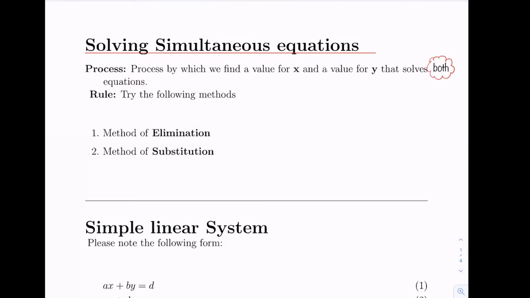All right, so here we're looking at two equations. When we solve simultaneous equations at this level, there are two basic methods that we always look out for, which are the method of elimination and the method of substitution. In this video, we'll be looking at the method of elimination only. Check out part 2 for the method of substitution.